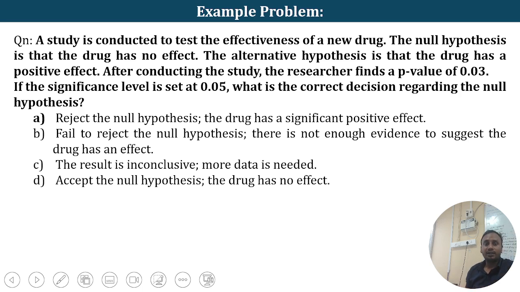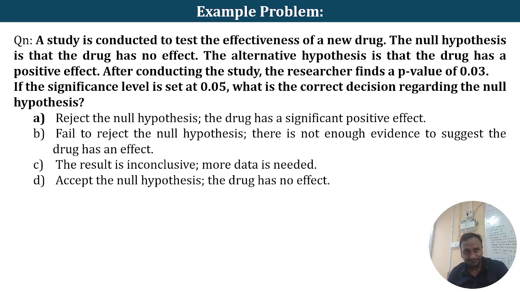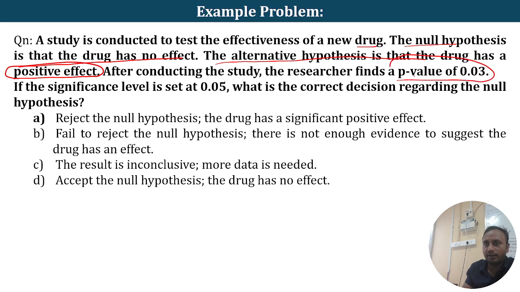Now we have one more question. A study is conducted to test the effectiveness of a new drug. The null hypothesis is that the drug has no effect. The alternative hypothesis is that the drug has a positive effect, which means a one-tailed test. After conducting the study, the researcher finds a p-value of 0.03. If the significance level was 0.05, what is the correct decision regarding the null hypothesis?